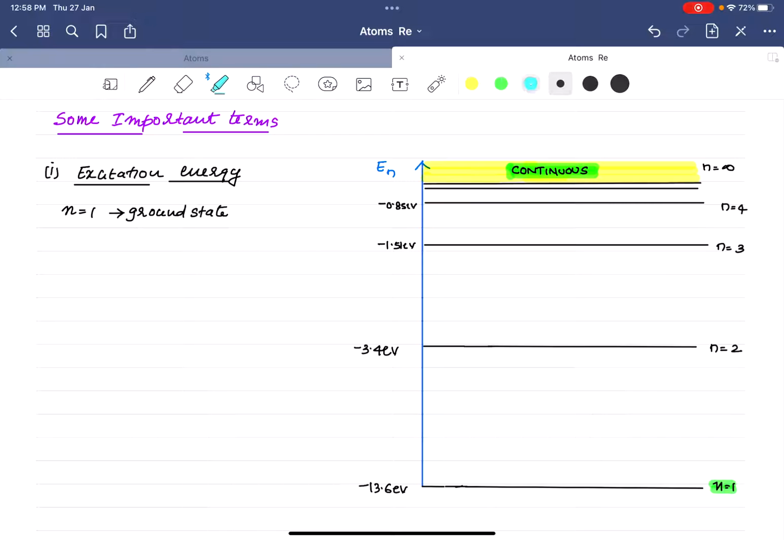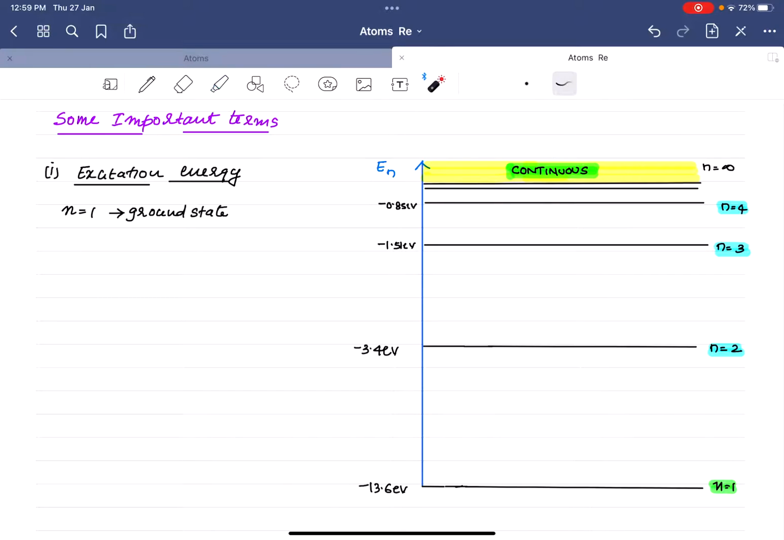Now we have explained n is equal to 2 represents the first excited state, n is equal to 3 represents the second excited state, n is equal to 4 represents the third excited state, and it will go on like that. Now, whatever minimum energy you are supposed to provide to the atom in the ground state to make it move to one of the higher stationary state is called as excitation energy.